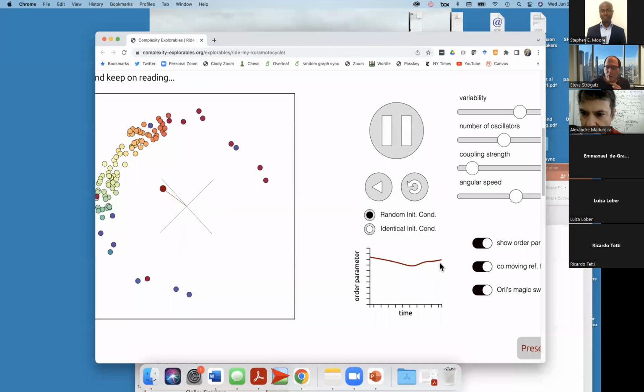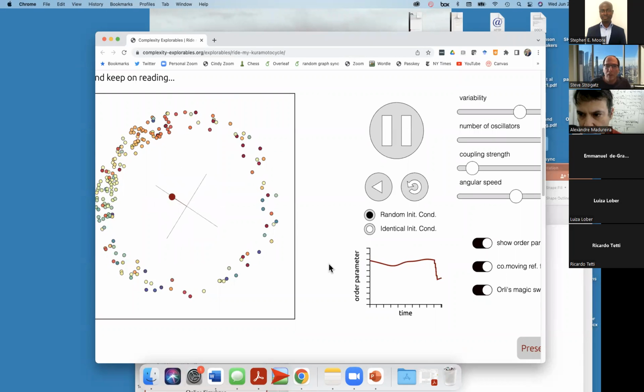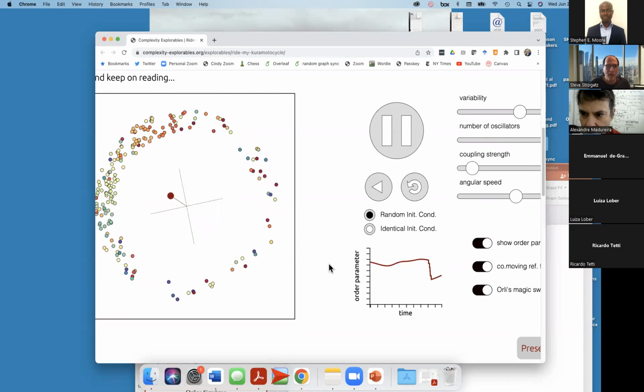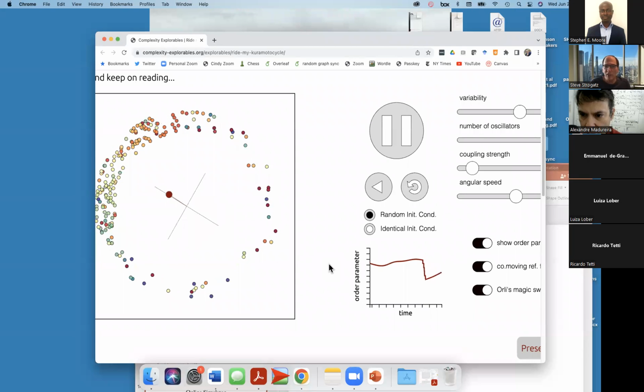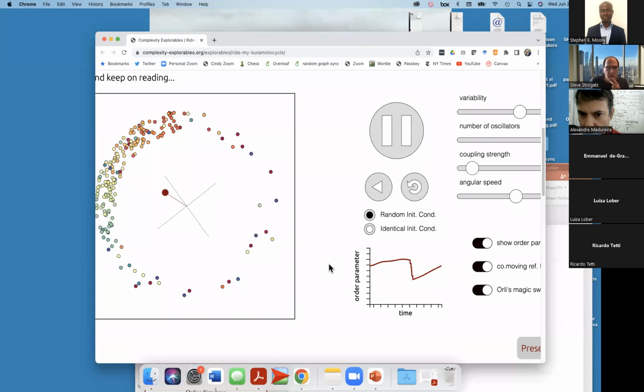It's not very clear from this simulation, but we don't have a large N. I could also increase the number of oscillators. Ooh, that did something dramatic. If I increase the number of oscillators, it will help reduce the statistical fluctuations.